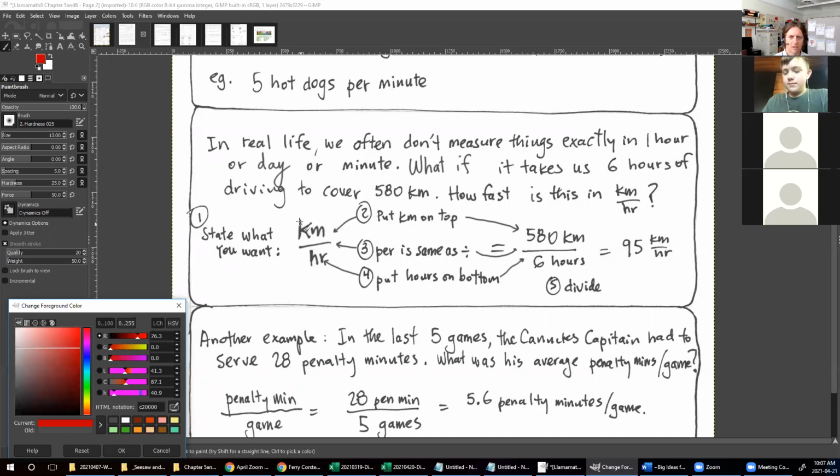I like that color, perfect. So I'm going to state what I want. I want kilometers per hour. Second thing is we're going to find in our word problem, where's the kilometers part? This is what we want on the top.